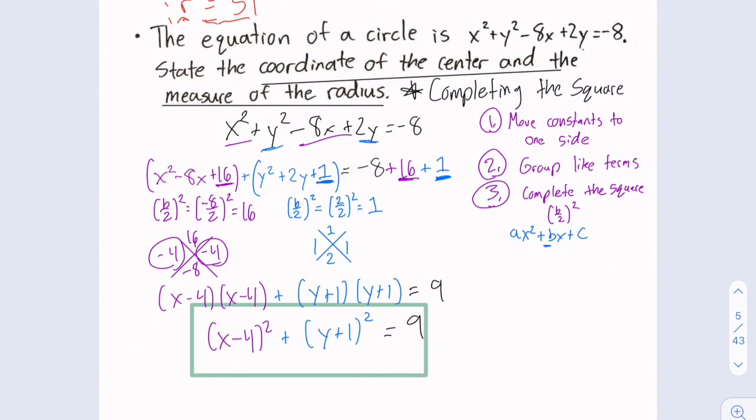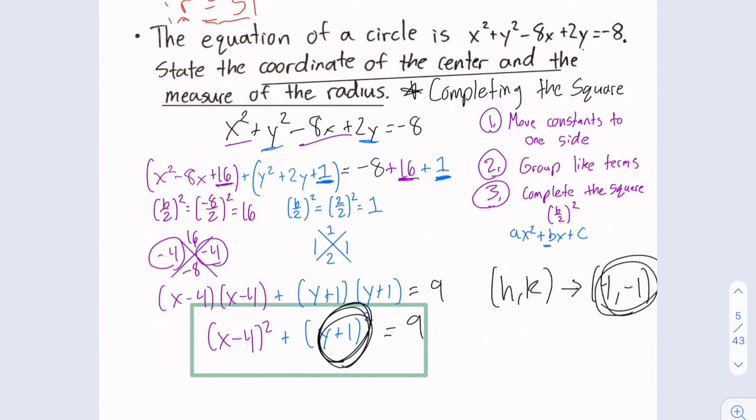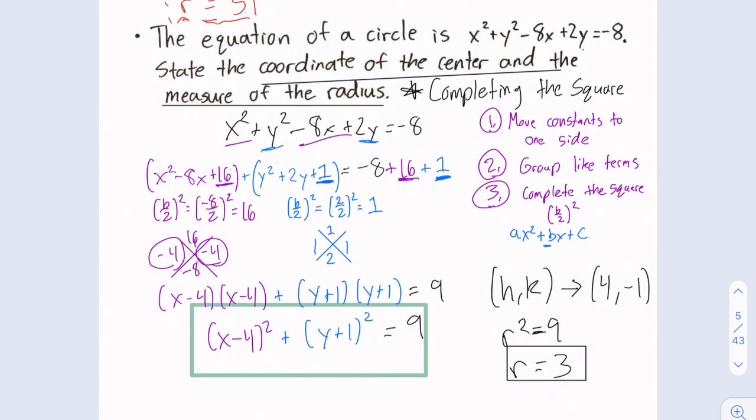So you have that. What is my h comma k? My h is 4, my k is negative 1. Just remember it's always the opposite sign. This is plus 1, it's actually negative 1. And then my r squared is 9, so my radius equals 3. Boom. And these are your official answers, okay?